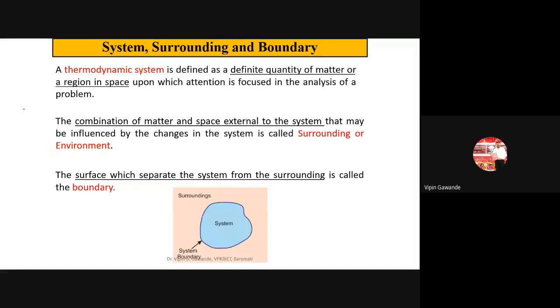Now we'll see the basics. You already studied this. What is a thermodynamic system? In thermodynamics we have the system, the surrounding, and the boundary. In between the system and the surrounding we have the system boundary. Now, what is this system? The system is defined as a definite quantity of matter or region in space upon which attention is focused in the analysis of the problem.